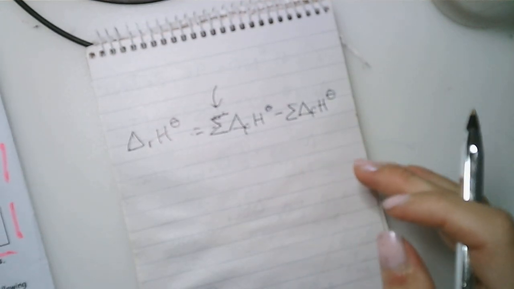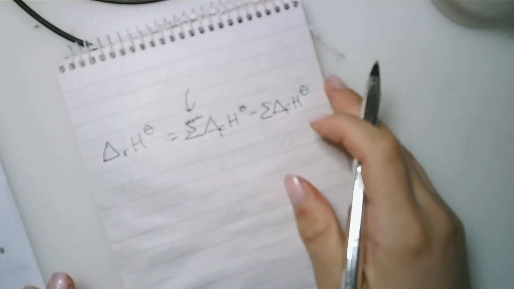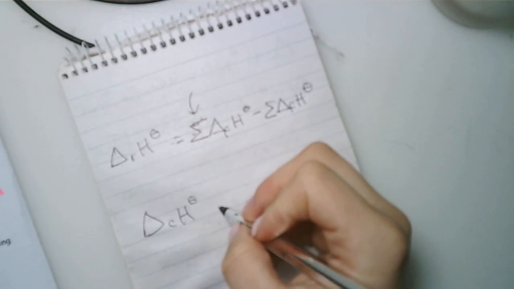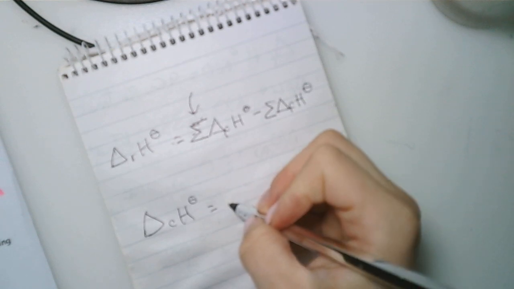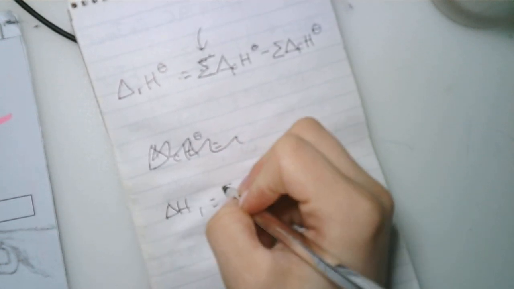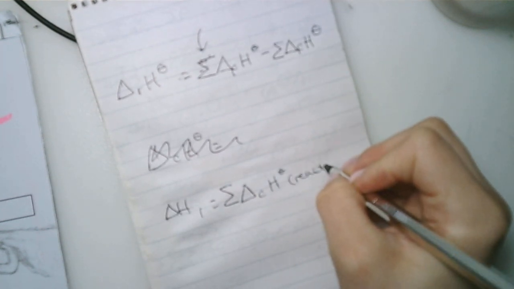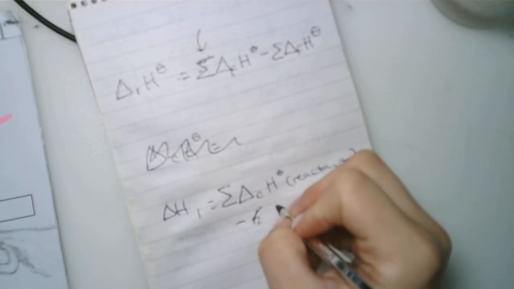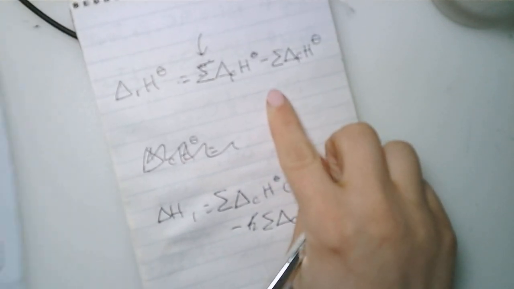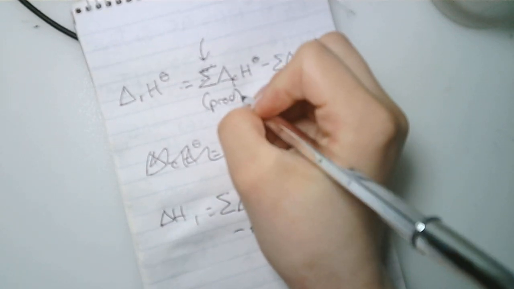If you have other values, like combustion values, then it would be delta C, the enthalpy change of combustion under standard states. Oh wait, I've written this down wrong. The enthalpy change equals the sum of the enthalpy change of combustion of the reactants minus the enthalpy change of combustion under standard states of the products. Same for this, I believe. It is reactants minus products. That is the most important part. Oh, actually, the products minus reactants. So products minus reactants.